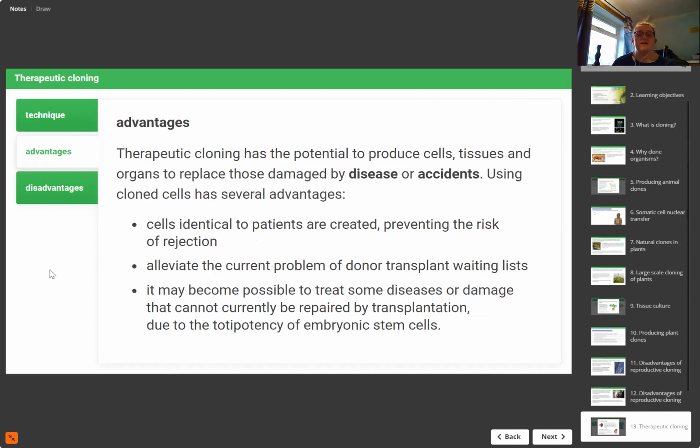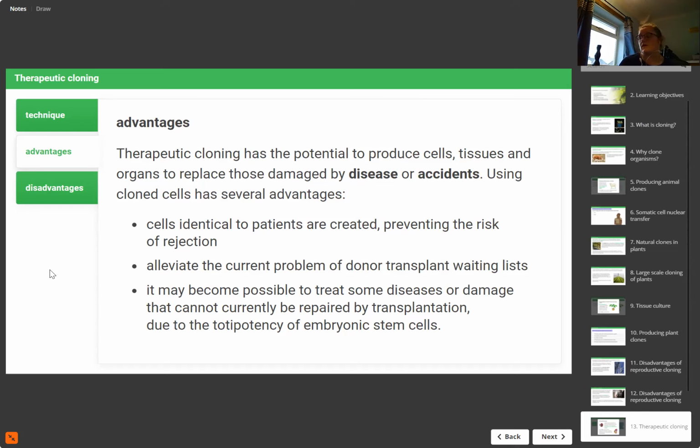Some advantages of this are that therapeutic cloning has the potential to produce cells, tissues, and organs to replace those that have been damaged either by disease or accidents. Using these cloned cells has great advantages because we could take cells from the patient and create them from them. Because they're identical to the patient, it prevents the risk of rejection, so somebody wouldn't have to take drugs for the rest of their life like they do when they have a donor organ. They have to take anti-rejection drugs; you wouldn't have to. It also alleviates the current problem of donor transplant waiting lists.